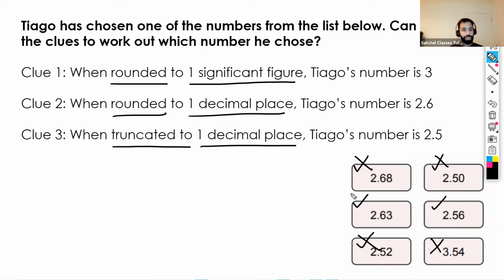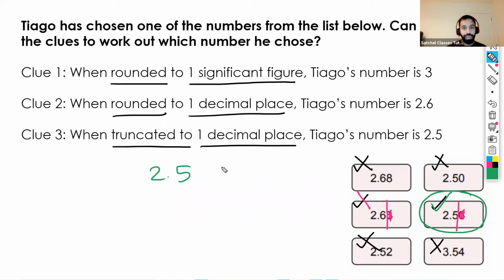So we're left with 2 choices, and it says when truncated to 1 decimal place, Tiago's number is 2.5. So if we were to truncate these 2, in other words, get rid of the second decimal, well, this number truncates to 2.5, this number truncates to 2.6, so it can't be this one. So our final answer is going to be this one over here. So 2.56 satisfies all conditions.